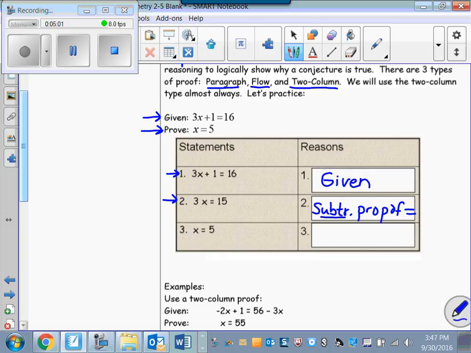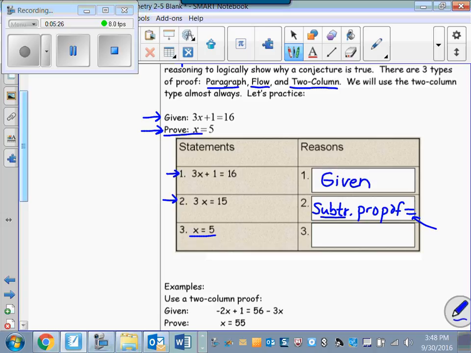And since we do have some properties of congruence, I would like you to be sure and let me know that it's a property of equality or congruence. All right, so our last step in here, the thing we're trying to prove, the last step of your proof will always be what it is you're trying to prove, and in this case it is prove that x equals 5. Here's our statement, x equals 5.